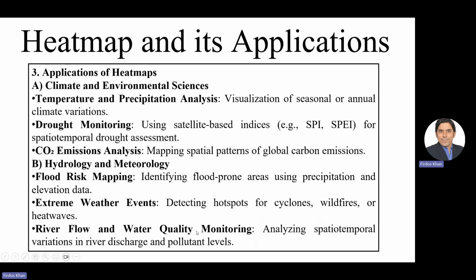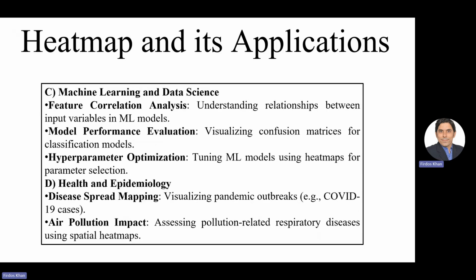River flow and water quality monitoring: analyzing spatiotemporal variation in river discharge and pollutant levels. So if you have data on river discharge and pollutant levels, you can do river flow and water quality monitoring. You can do this as well. This will give you some information about the pollutant.